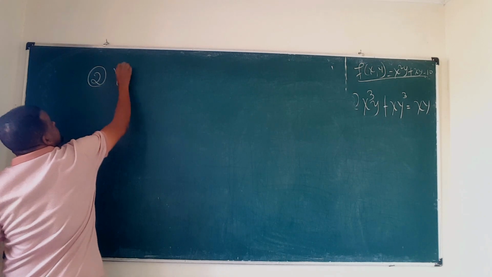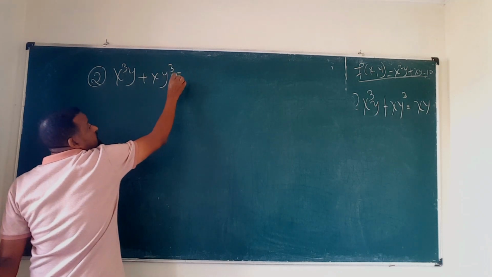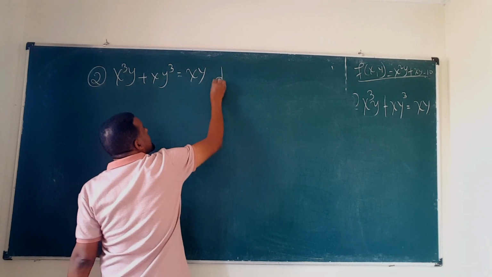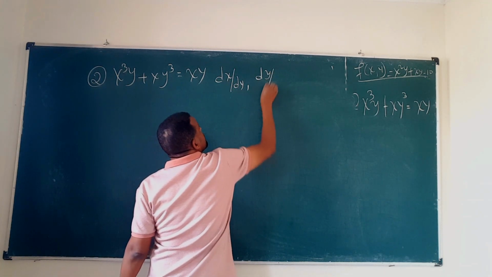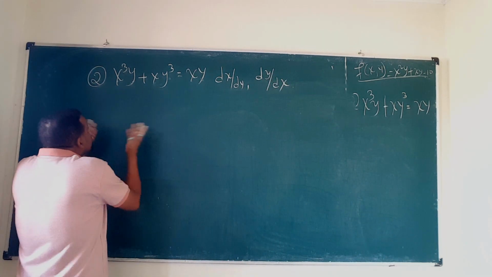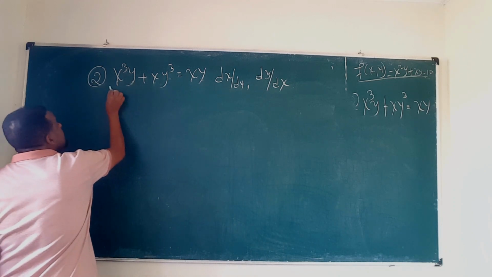Situation that x cubed y plus xy cubed is equal to xy. Now what are they asking? Find the rate of change of x with respect to y, and find the rate of change of y with respect to x. That is what they ask. Just to give you a hint, you work just like before. Now what do you do? Take the product derivative.